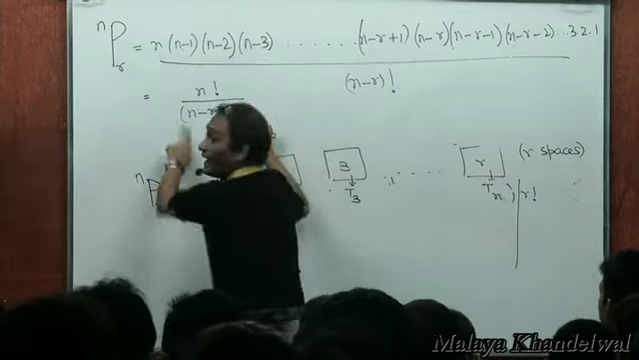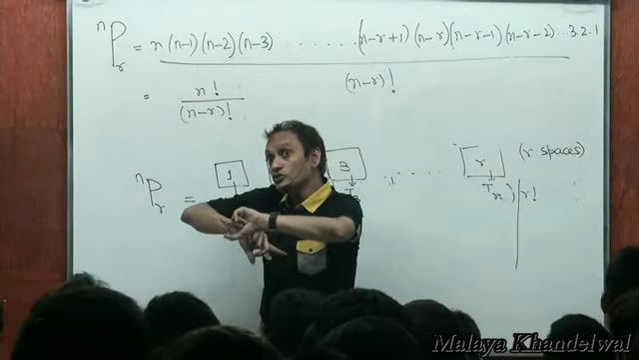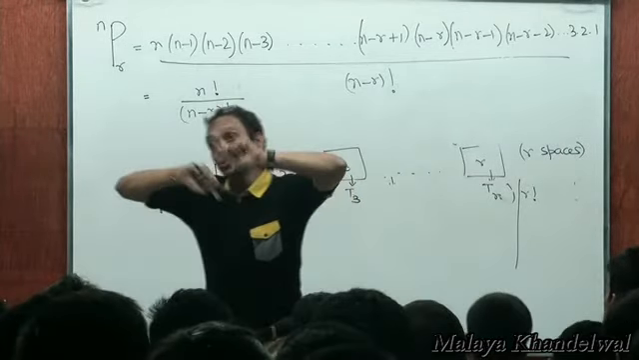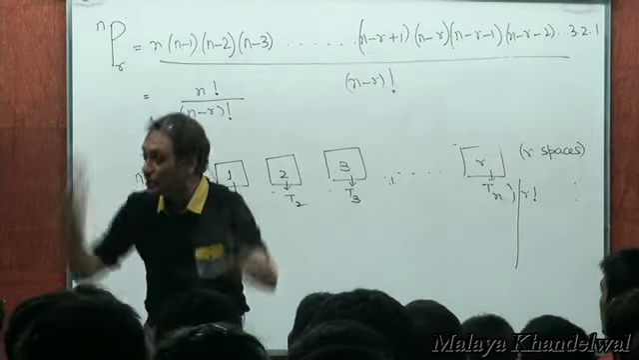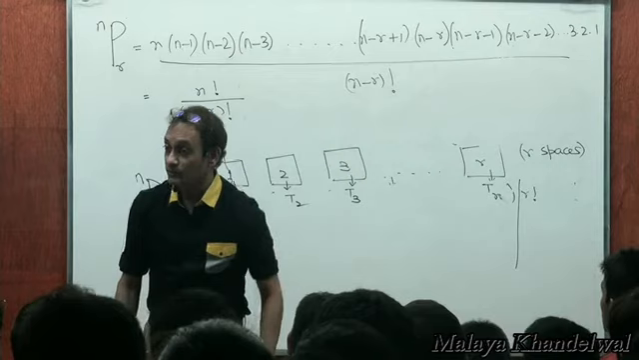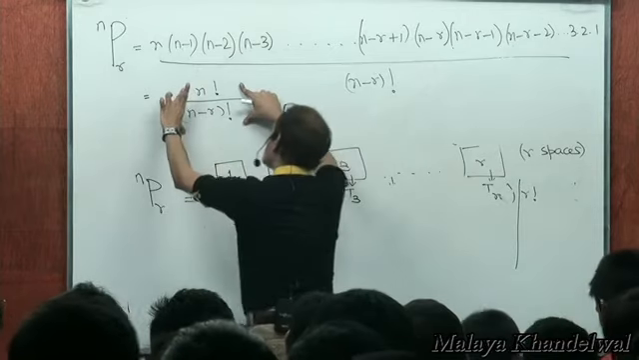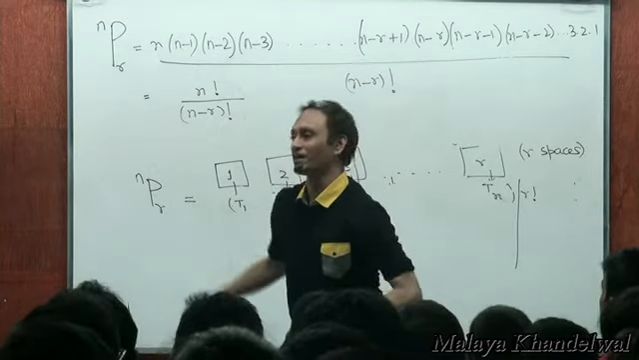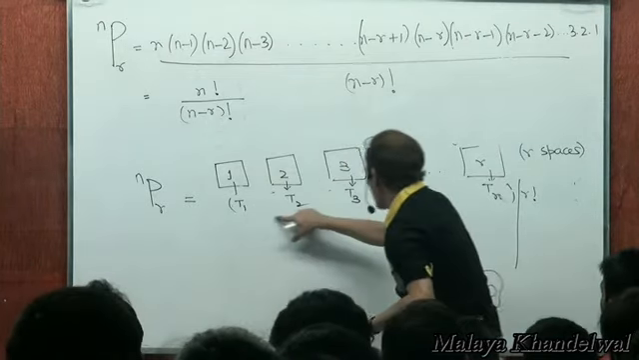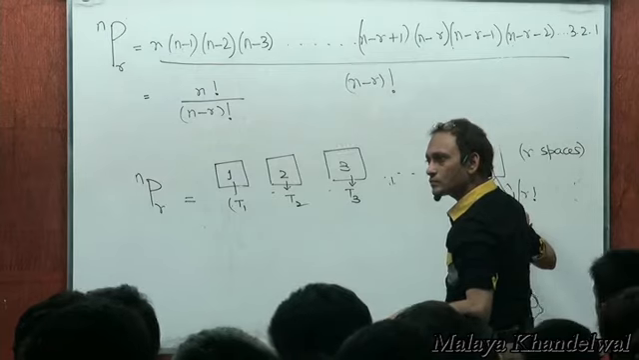This n factorial by n minus r factorial is the number of ways in which not only are r things selected, but every time r things are selected, they are also arranged in various orders. So this says the order is important. But if someone says, no, I only want to select r things, so let's say this is one mode of selection of r things.